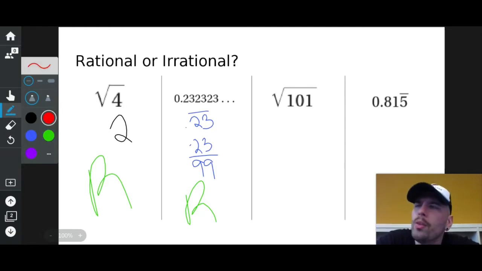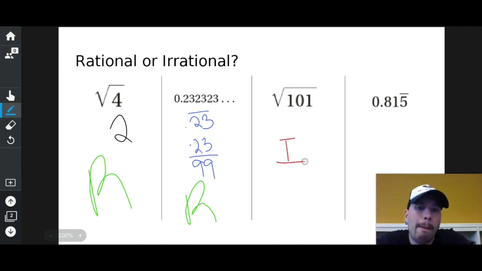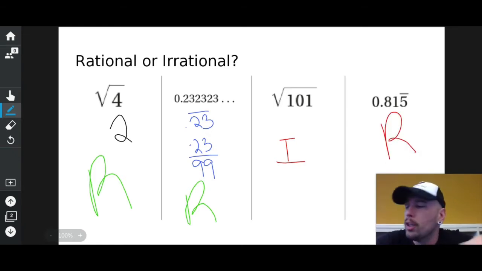The square root of 101. I don't know what the square root of 101 is. And what I do know is if I can't take the square root of a number nicely, it's always going to be irrational. So this guy is going to be irrational. 0.815 repeating. Another repeating decimal. Well, if the repeating decimal over here is rational, then this repeating decimal over here is going to be rational as well. Rational, rational, irrational, rational.